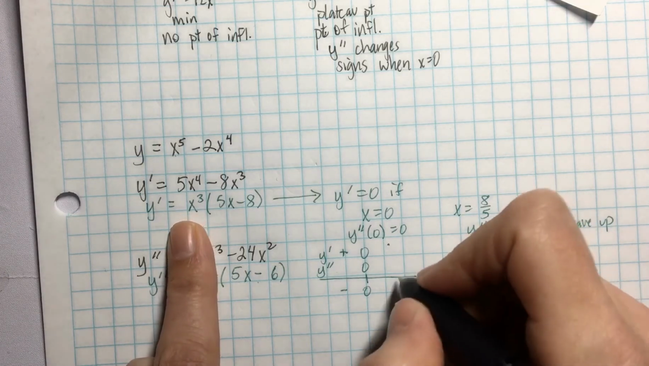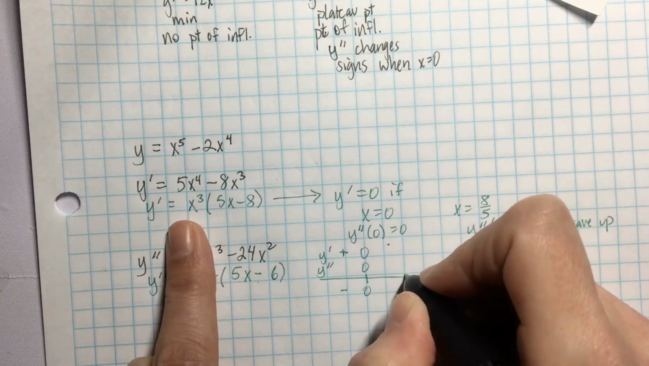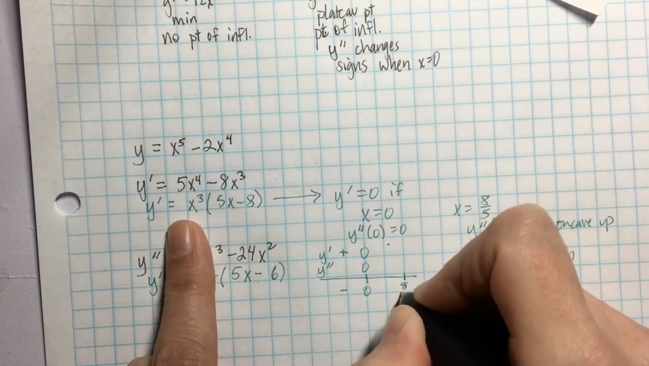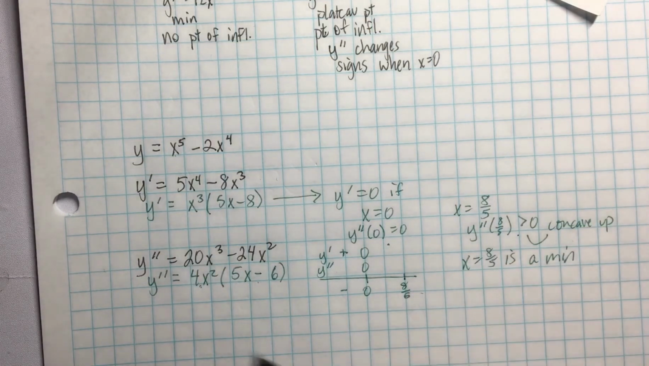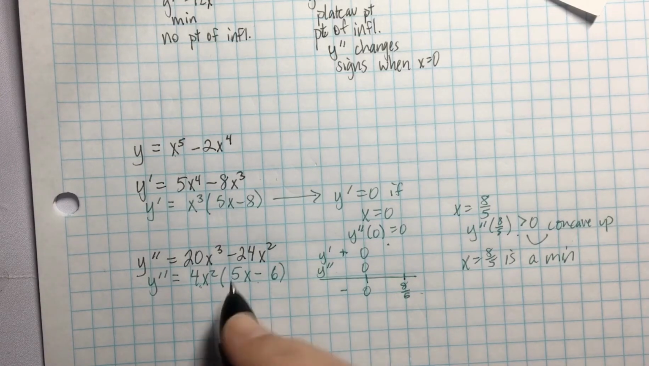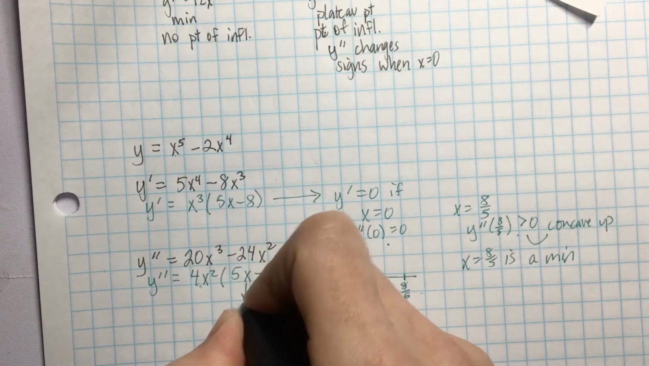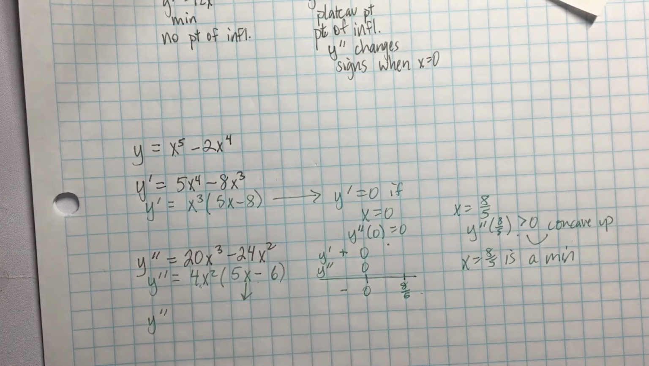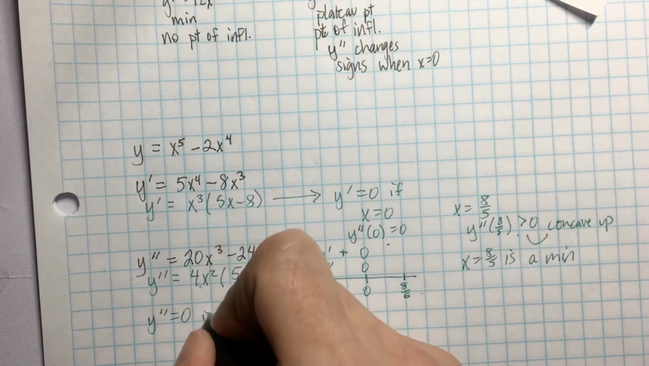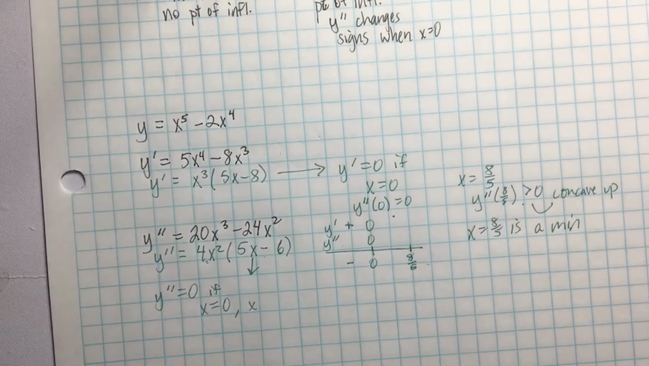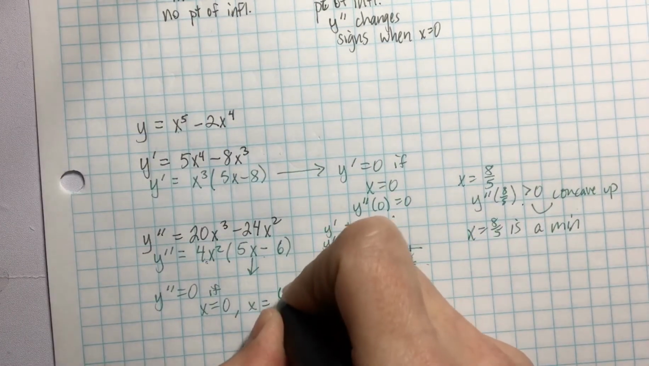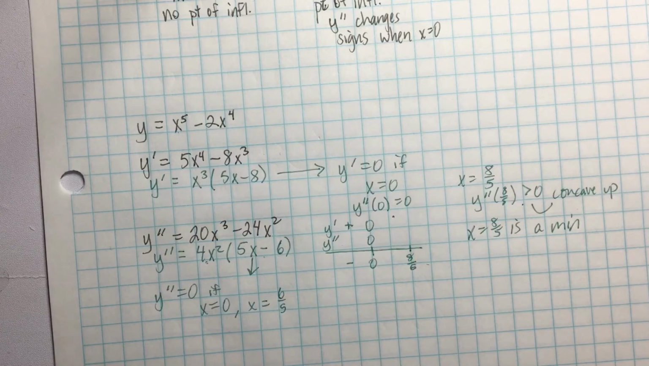depending on how far I go, I'm going to throw this 8/5 in here too because it might matter. And actually, I'm going to back up. I'm going to go even crazier here. We can find where y double prime is 0, and that happens if x is 0 and if x is 6/5. So I can throw 6/5 in here as well.